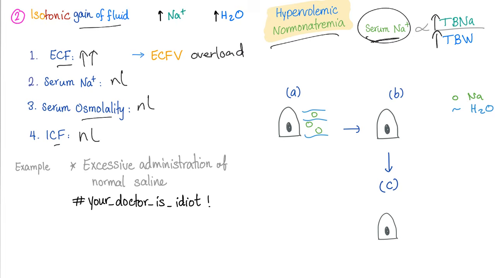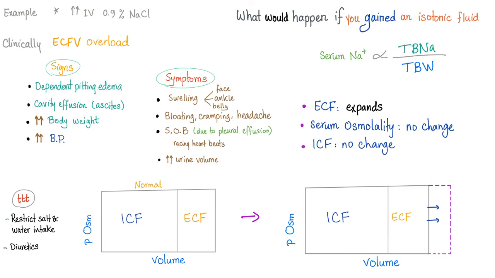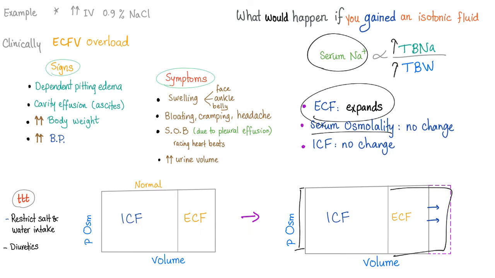Examples in the clinical world: excessive administration of normal saline, like the nurse was sleeping or the doctor made a mistake. Instead of giving you 2 bags of normal saline, they gave you 10. We gained an isotonic fluid, increased total body sodium, increased total body water, normal serum sodium, normal serum osmolality. Now, normal serum osmolality, leave the y-axis alone. ECF expands, so expand the ECF and leave the ICF alone.